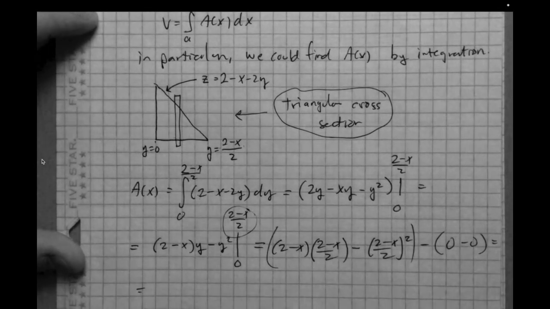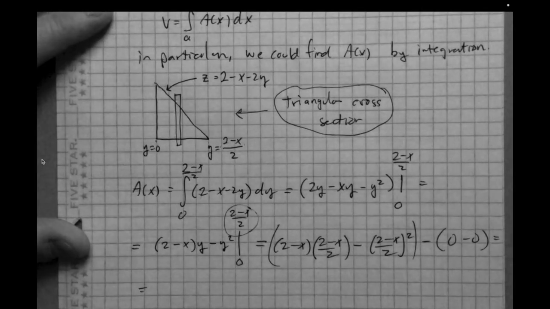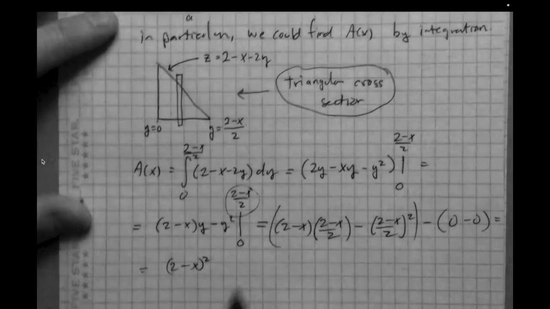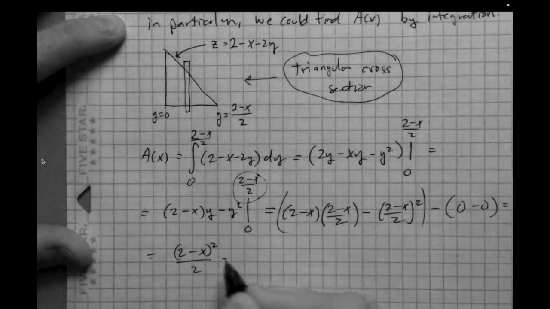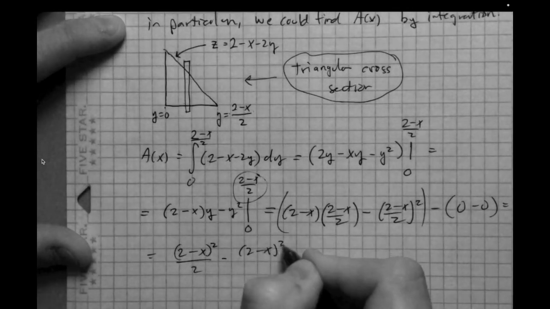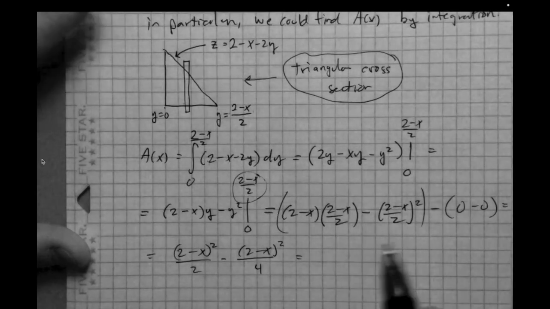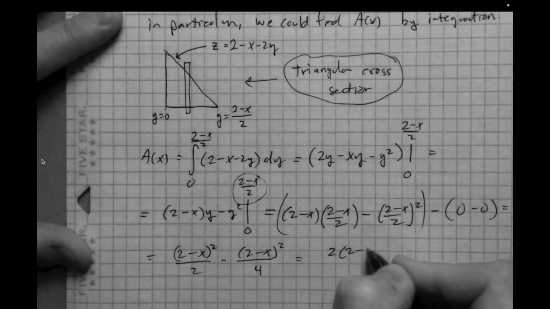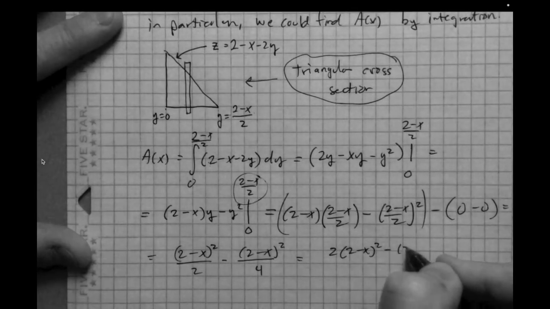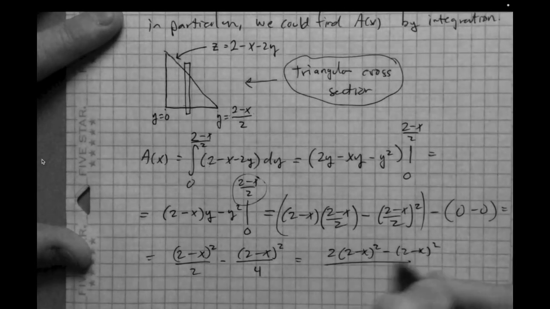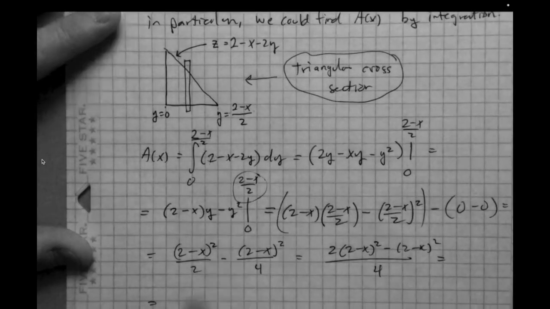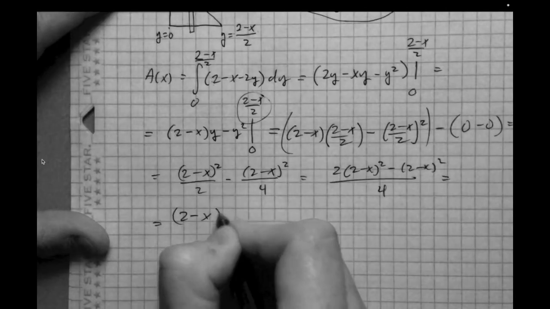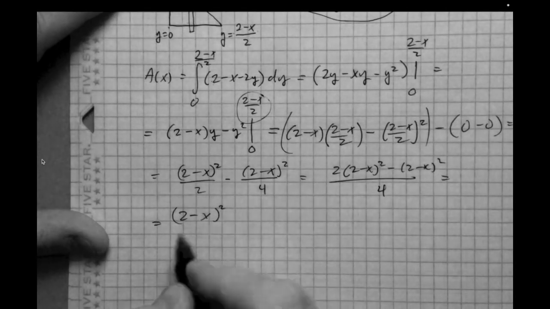Okay, and so then we just have to clean this up here. So we get 2 minus x squared over 2 minus 2 minus x squared over 4. And so get the common denominator, you get 2 times 2 minus x squared minus 2 minus x squared over 4. And so I think you can see the answer is the same as what we got before when we reasoned it out geometrically.